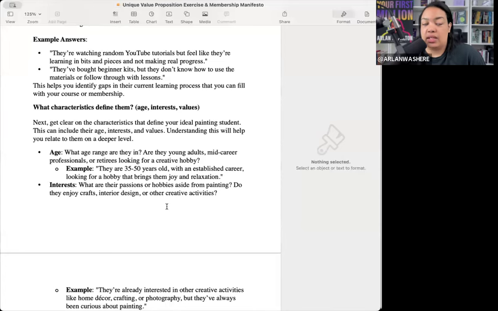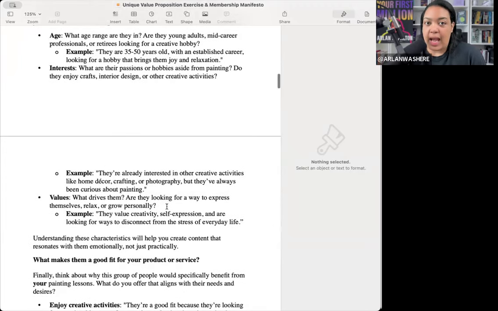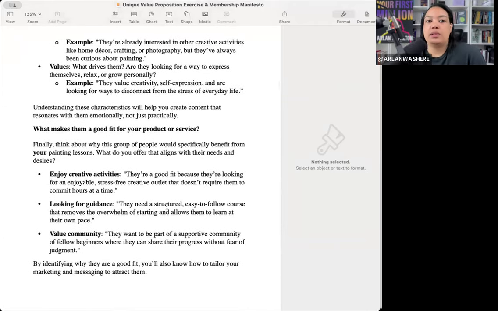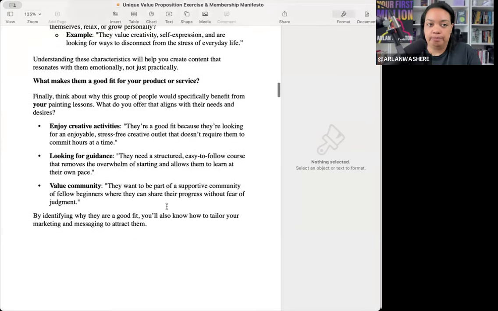And what characteristics define them? What are their ages? Again, think about a range. What are their interests, passions, hobbies outside from the main thing that you're working on? And what are their values? What drives them? Are they looking for a way to express themselves, relax, grow personally? Are they looking for, let's say you're in fintech or finance, are they looking for a way to save money, to get better with their finances, to pay off debt? Think about the different elements of this and just jot all these notes down as we go along. Remember to pause when you want to so that you can think through this truly.